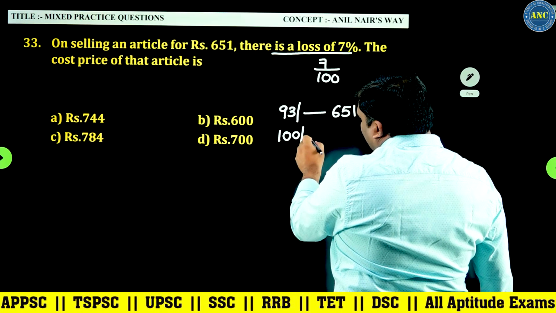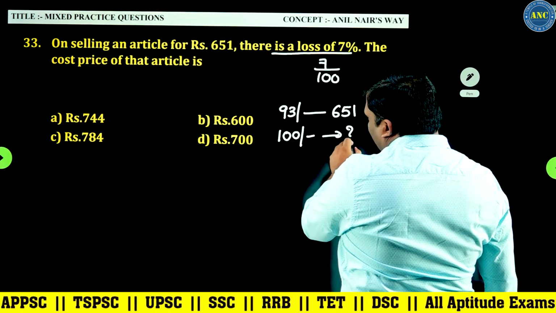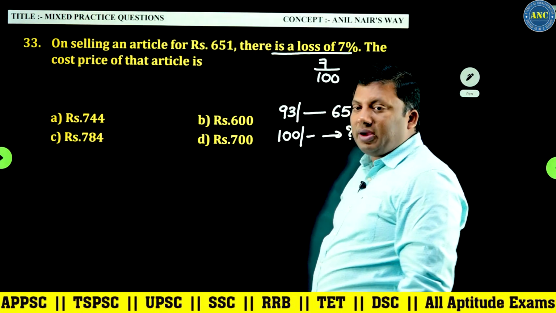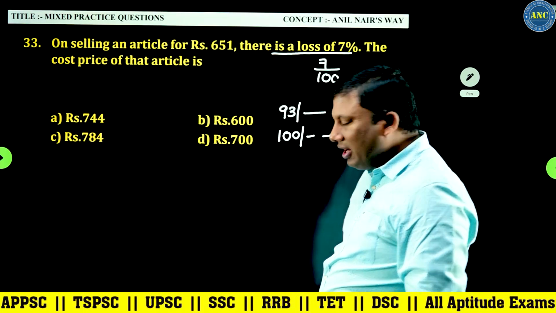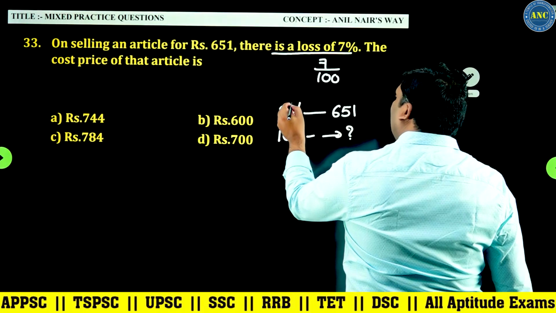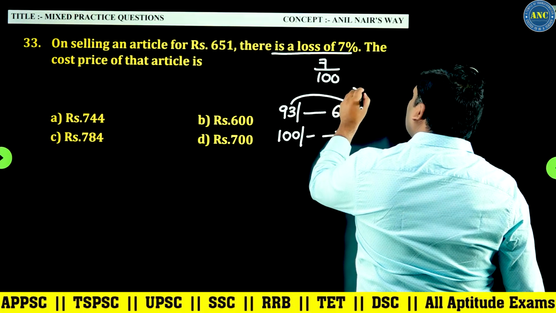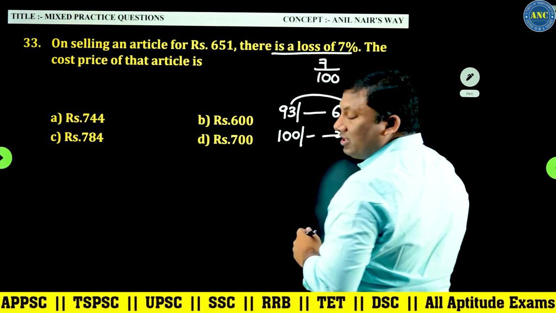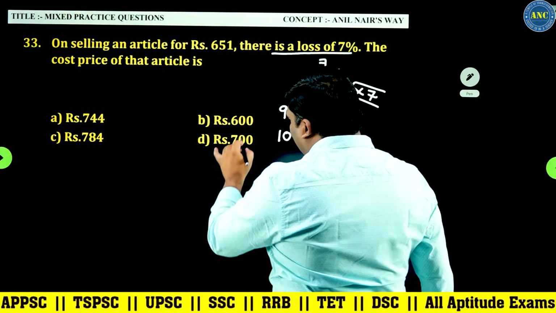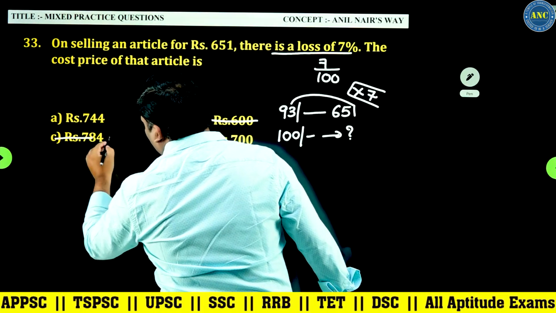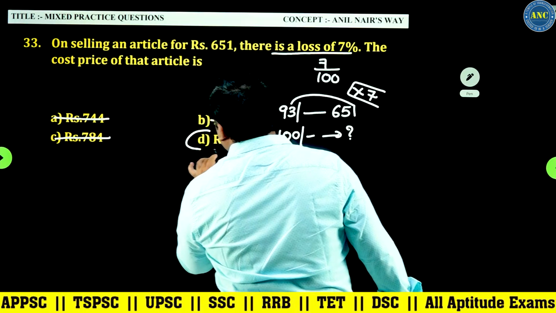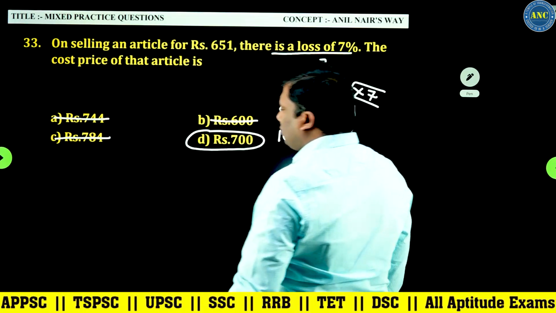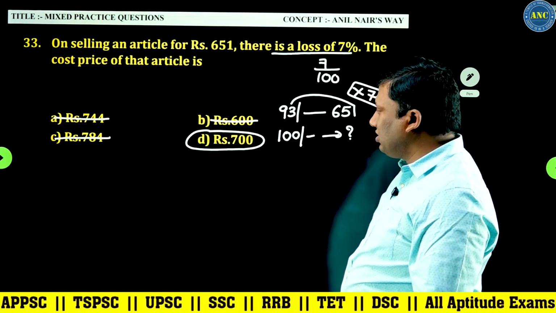93 is becoming 651. 100 will become how much? 3 is becoming 1. 3 7s are 21. Answer should have 1 7s are 7. Answer, rightmost non-zero digit should be 7.